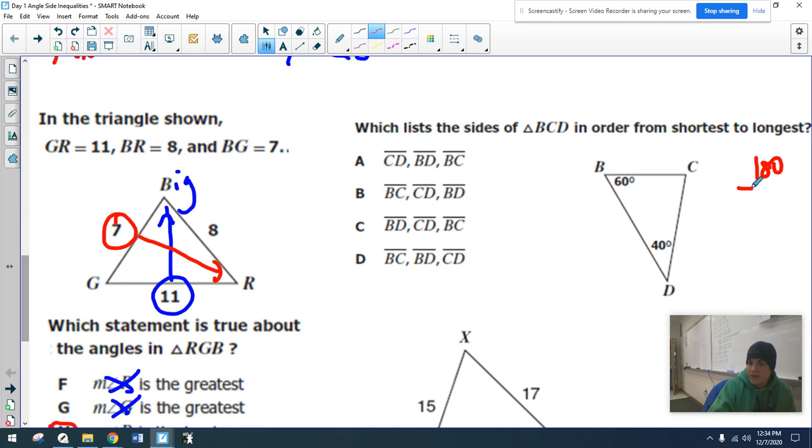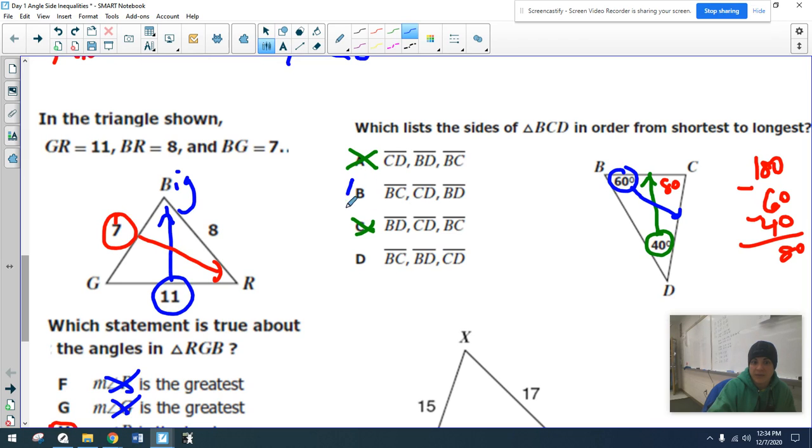Remember, angles in a triangle add up to 180. So 180 minus 60 minus 40 gives you 80. So if I'm going shortest to longest, that means I need the smallest side. If I want the shortest, I need the smallest angle to get the shortest side. So BC would be the smallest. And then next is going to be the 60. So 60 is the next biggest angle. So the next biggest side is CD. So then that's going to be B. Okay, biggest side's across from the biggest angle. So 80 is the biggest angle. BD is the biggest side.